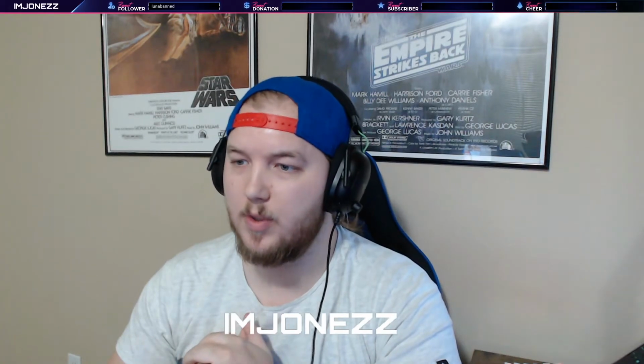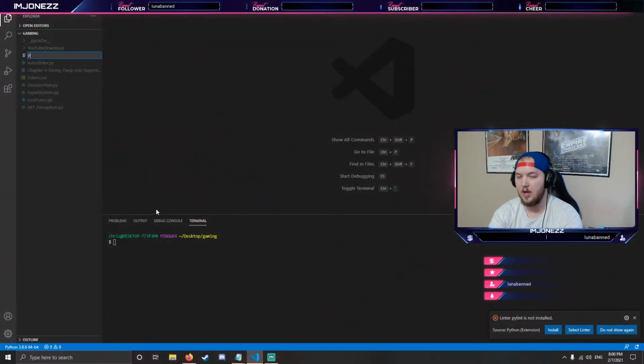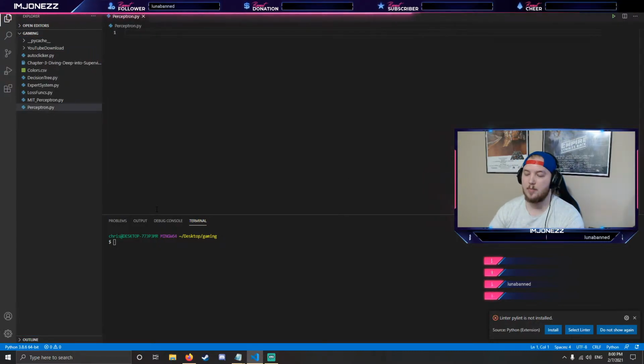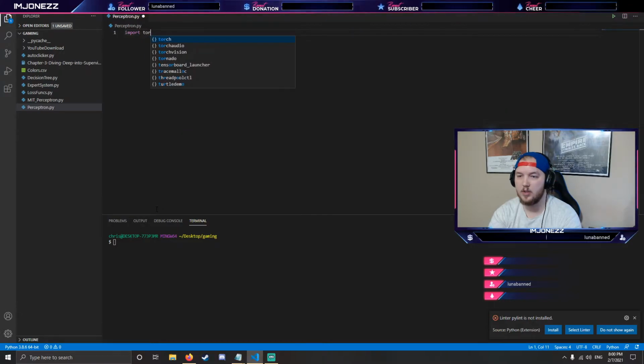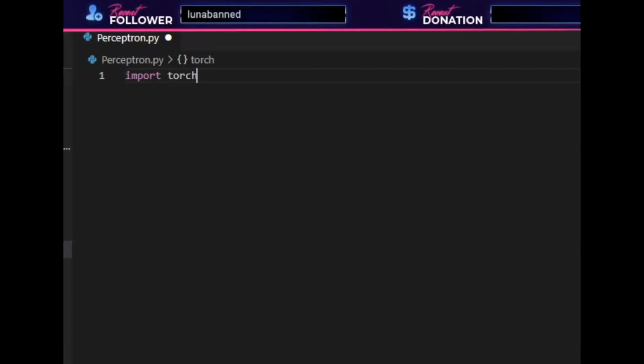Okay, so we've gone over Perceptrons, what they're for, when to use them. Let's get into building them right now. Let's create a new file within our folder called perceptron.py. Now for this, we're going to need torch. If you don't have torch, please head to pytorch.org. I'm putting it in the video right here. They've got great instructions to get everybody up and running.